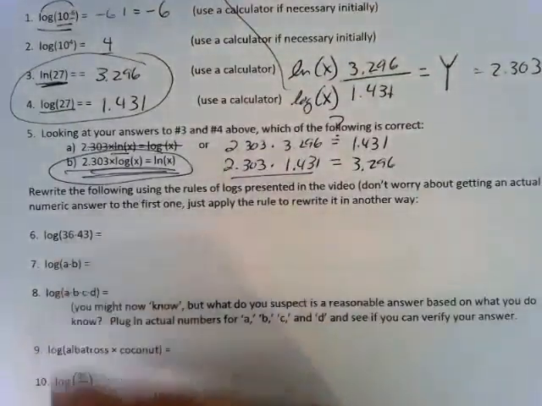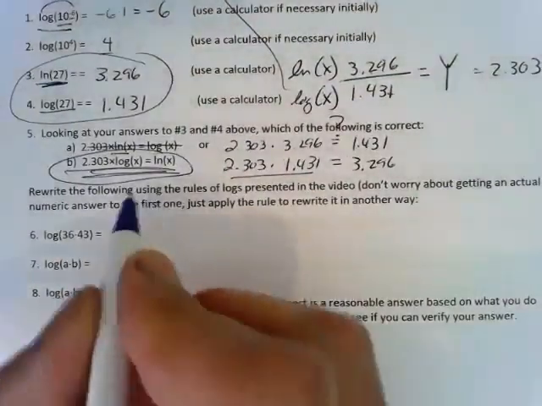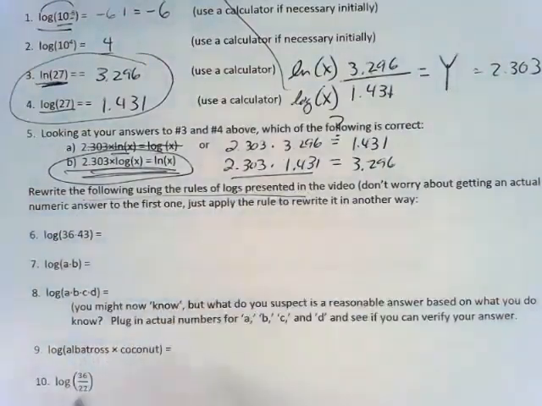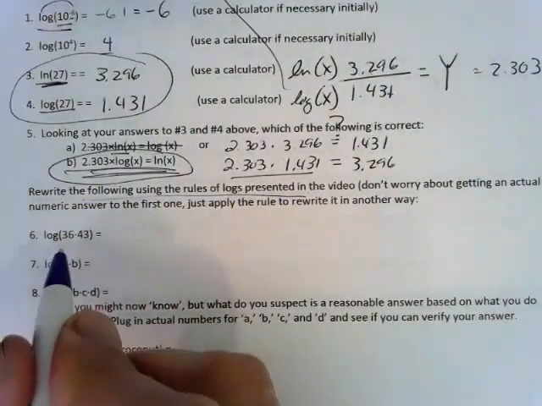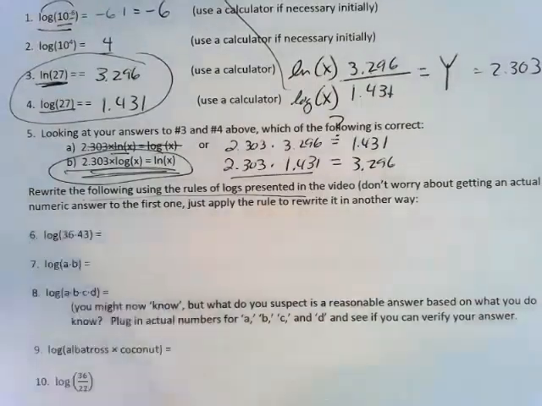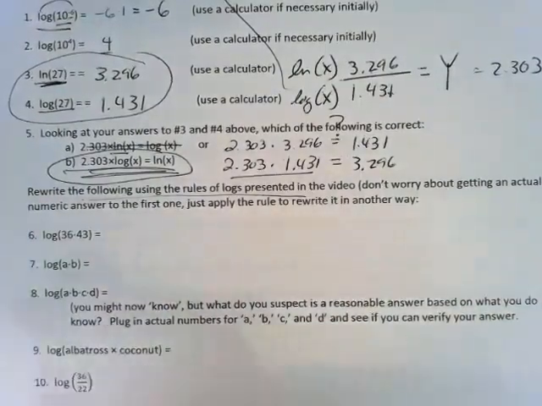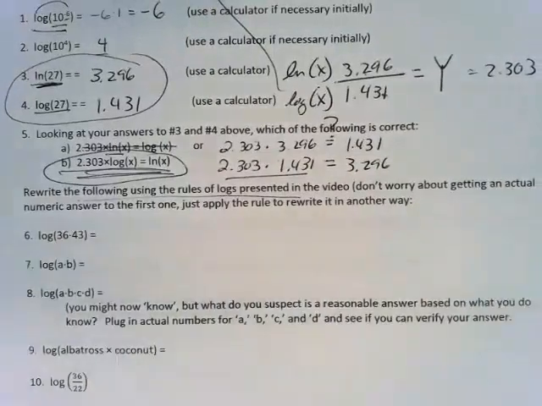Now, 6, 7, 8 ask us to follow the rules of logs. Not so interested in the actual number. We could clearly take 36 times 43 in our calculator and then take the logarithm of that result. This is more about extrapolating from what we do with numbers to doing them with symbols.